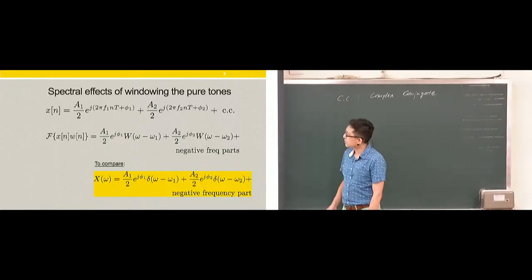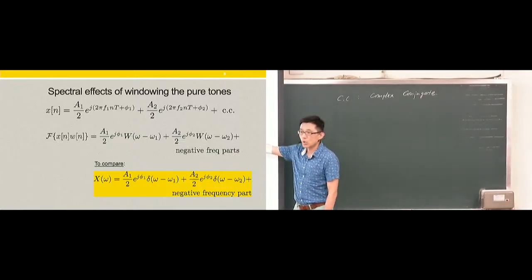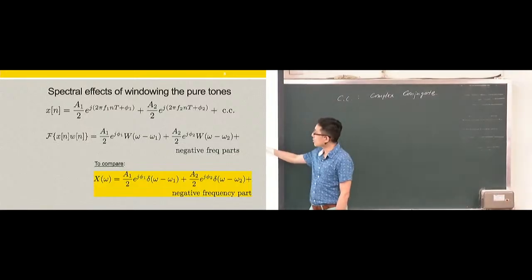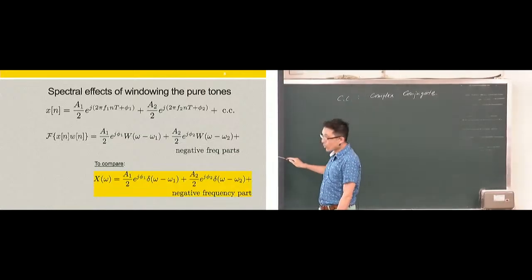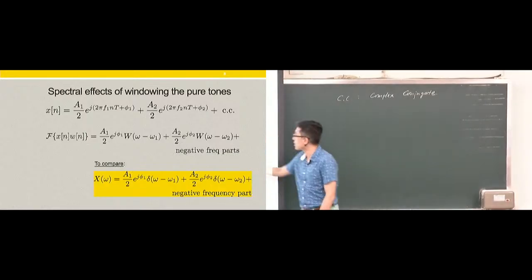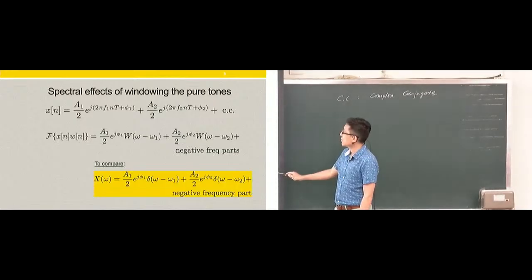And similarly, because of the presence of the second tone, we are also modulating the spectrum, or shifting the spectrum of the window to this other location. Okay, we shift big W to the right, and also to the left, because there are the negative frequency components.